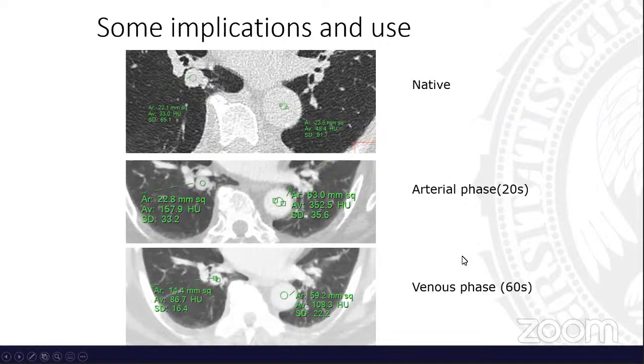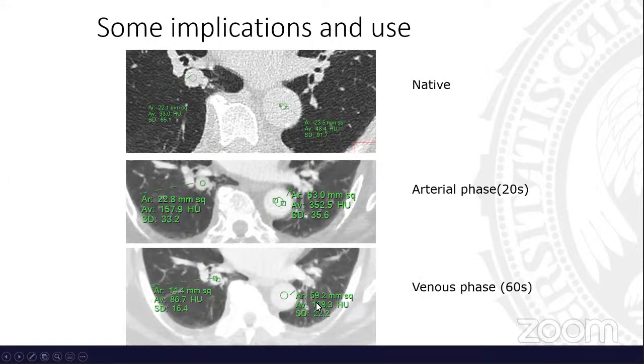So that's this picture, the same section in the arterial phase, and then later in the venous phase, 60 seconds. And you can see we measure the Hounsfield units there. This is the aorta with the blood. It's 50 Hounsfield units in the native picture, 33 in the lesion. In the arterial phase, you see that there is contrast in the aorta, which raises the density to 350, and in the lesion it actually rises to 150.